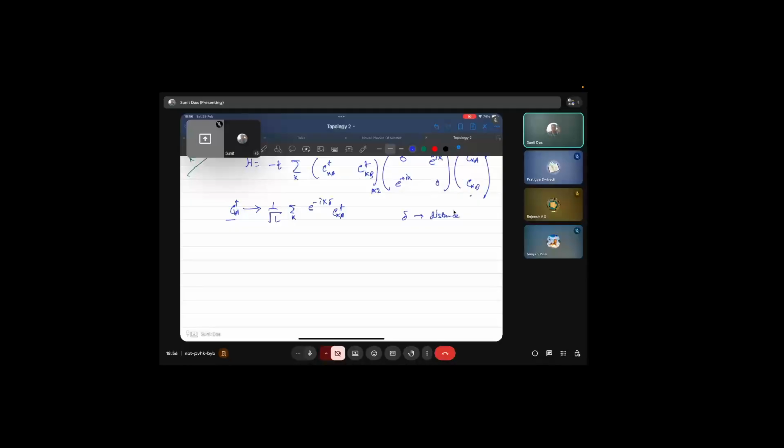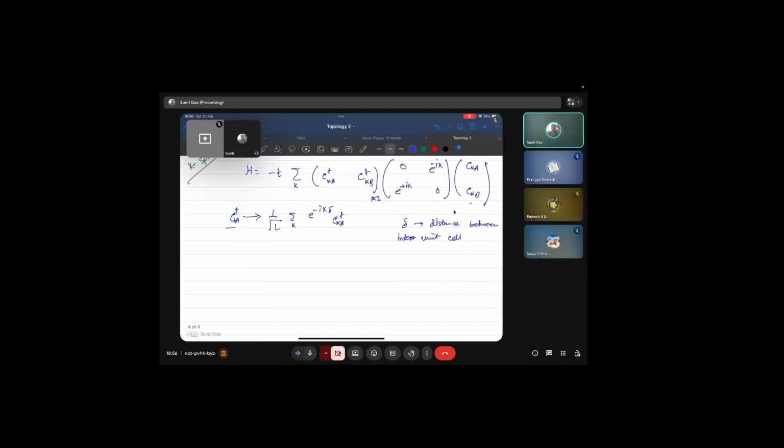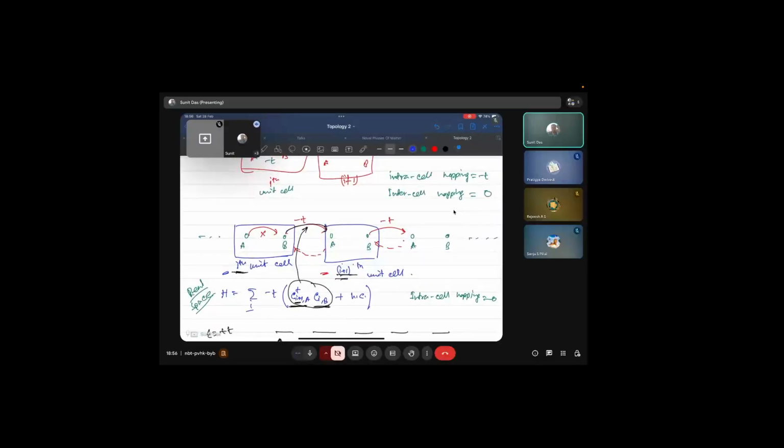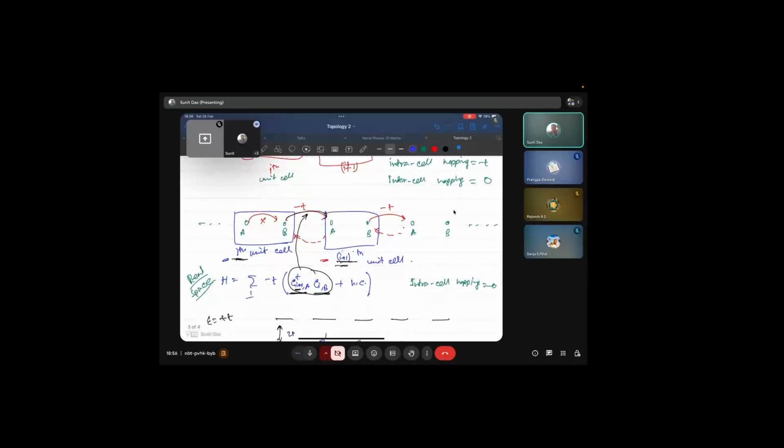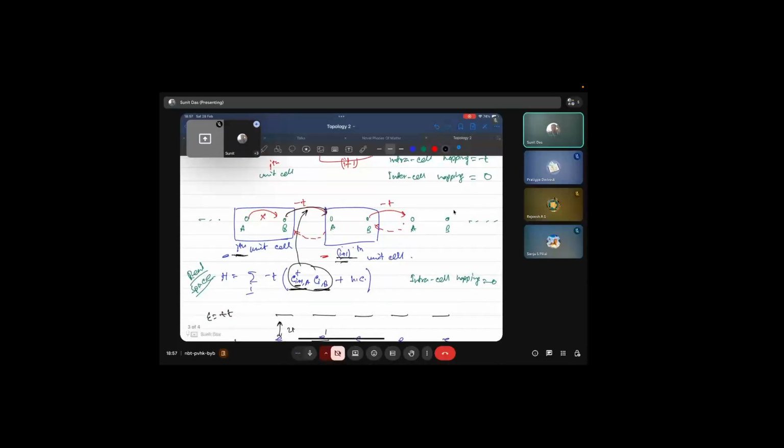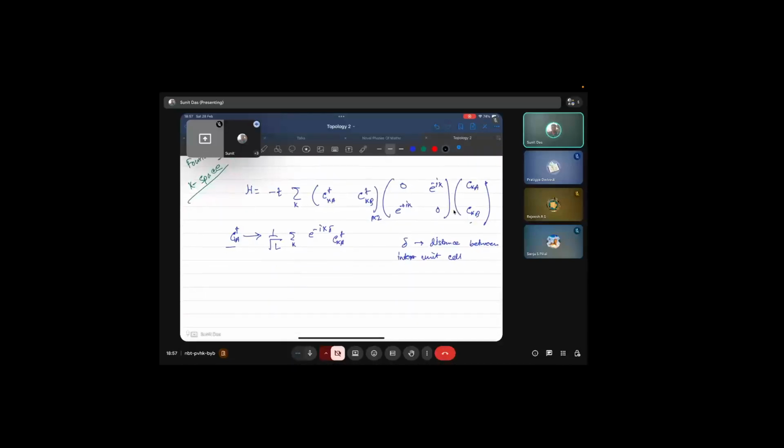between inter-unit cell. Okay, so if I go to this picture, this is, let's say, delta. Or earlier I said it to be a. So let's say this length is a. Okay, so this length is equal to delta, let's say. Or let me write it as a, which is better.